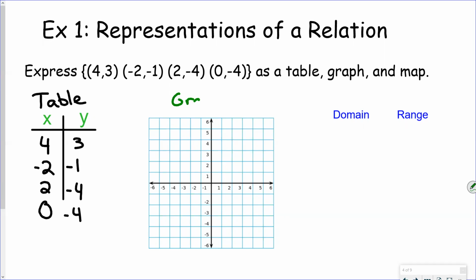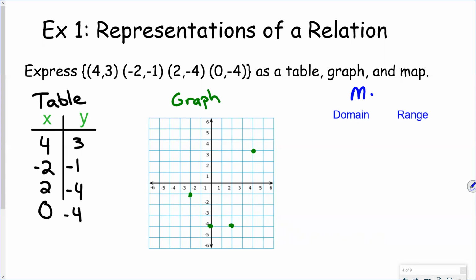Next is our graph. Basically what we do is we graph the relation. We're going to graph each ordered pair: 4, 3. We go over 4, up 3. -2, -1: -2, down 1. 2, -4. 0, -4. And we plotted our 4 points.